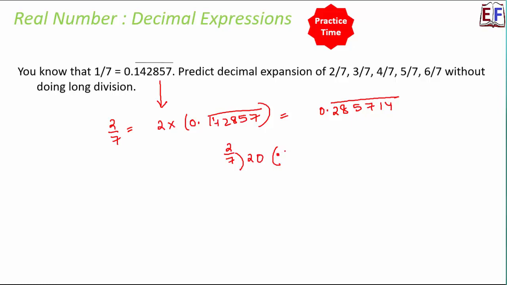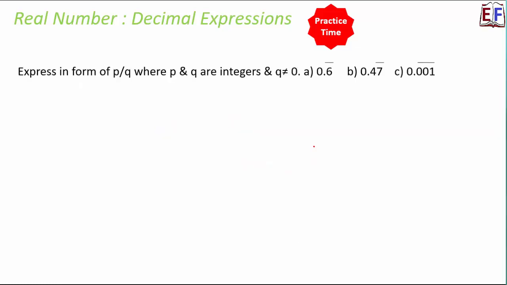So let's say 0.072 is a 14, so 6, 7, 8 is a 56, 4, 7, 5 is a 35, 5, 7, 7 is a 49, 1. So you see, you are actually getting the same thing, right? Whenever you are given 1 by 7, you have to find out 2 by 7, 3 by 7, 4 by 7, 5 by 7. Just multiply by 2, 3, 4, 5 or whatever number you want to. Express in the form of P by Q, where P and Q are integers and Q not equal to 0.